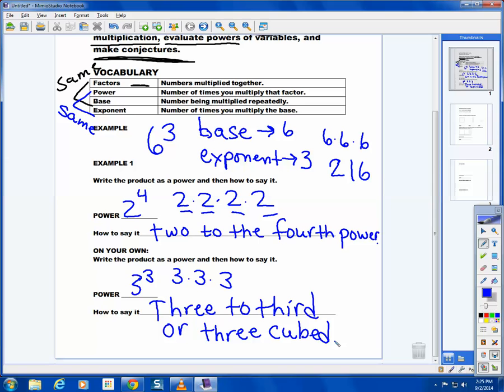Questions so far? Any questions so far? Pretty good? Show of hands: how many are with me, at least on the first page? Okay, awesome. All right, so we've got all these terms down.